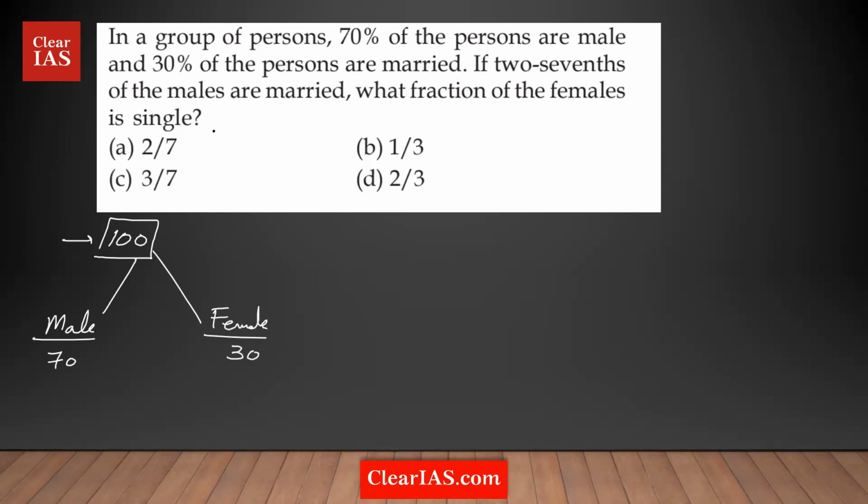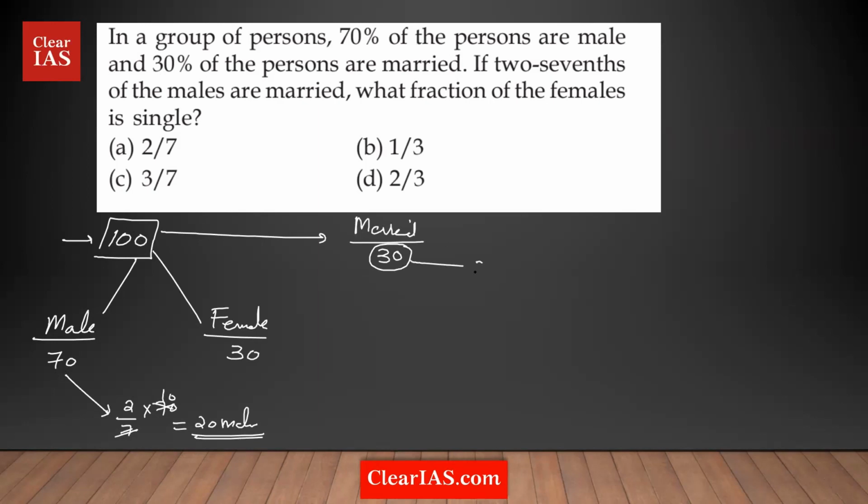It's given that 30% of the persons are married. So 30% of 100 is 30 married. And it's given that 2/7 of the males are married. That means 2/7 of 70 are married, which is nothing but 20 males. So out of the 30 married, 20 are males, and the remaining 10 are females.